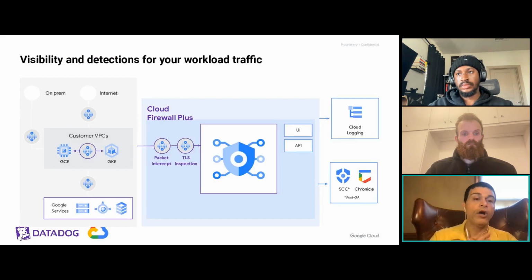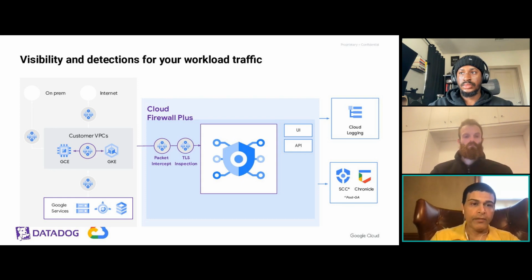So let's take a look at how it works. Left side is the customer's VPC. And as you can see, or the customer's environment.